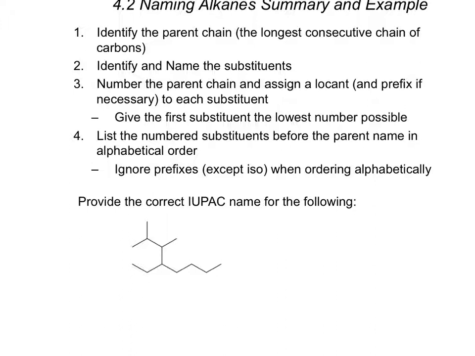The first step in naming the overall molecule is identifying the parent chain. For this guy, if I look, I've got 1, 2, 3, 4, 5, 6, 7, 8. 1, 2, 3, 4, 5, 6, 7. That's not going to work. 1, 2, 3. So I think the parent chain here is this guy. Now, how many substituents do I have coming off of it? I have one group up here.